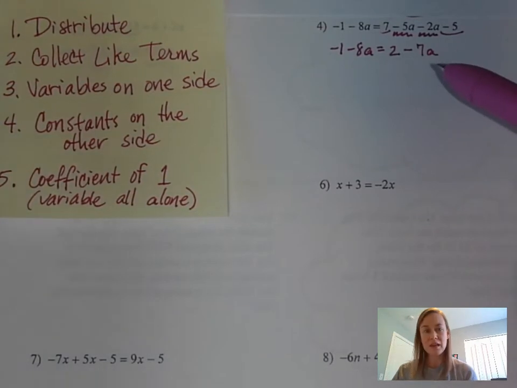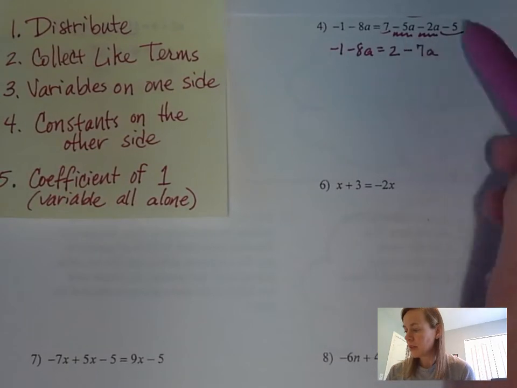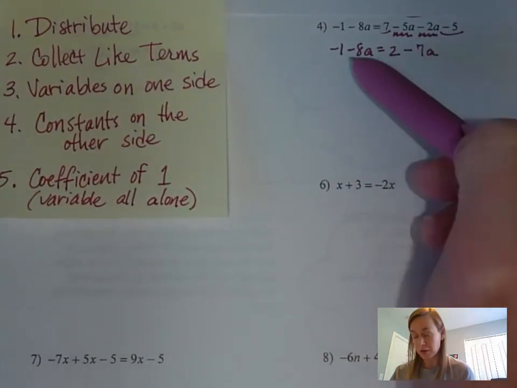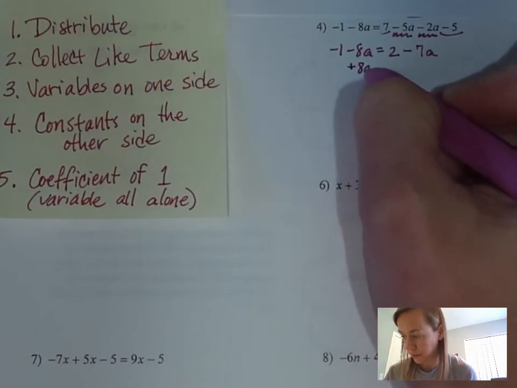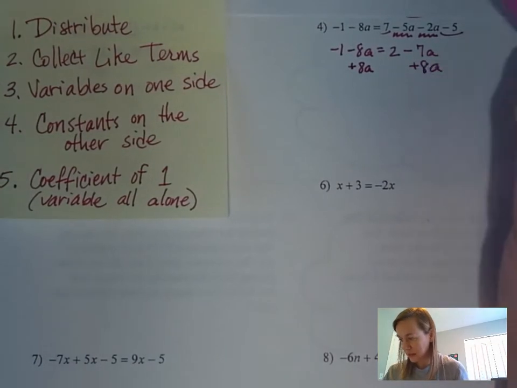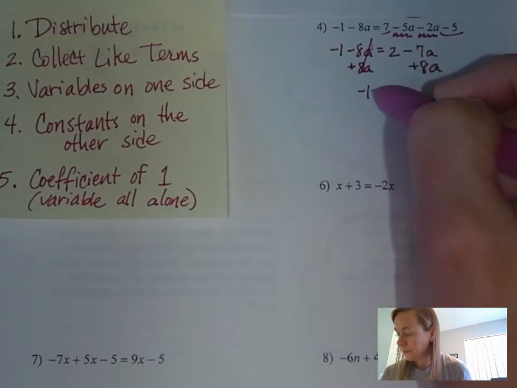Let's go ahead and do our variables on one side. Let's just bring them all to the right-hand side again. So that means I need to get rid of the variables over here. Again, you could bring them to the left if you wanted. This is just what I'm choosing for this problem. Plus 8a on both sides. That'll get rid of it here. And we'll just bring down the negative 1.